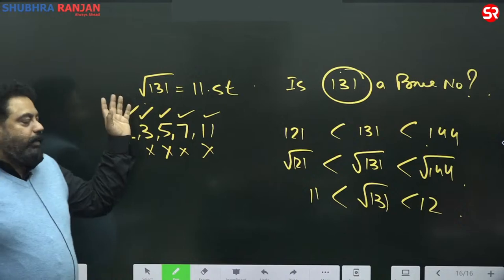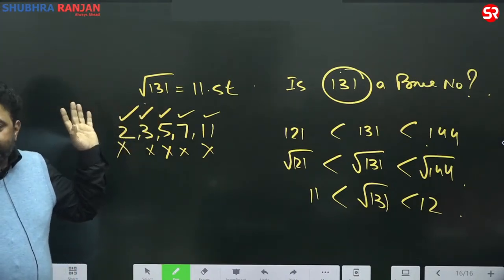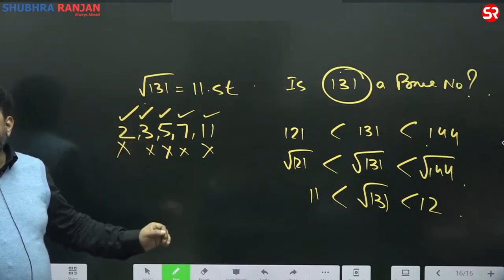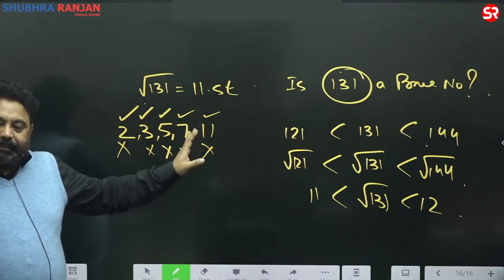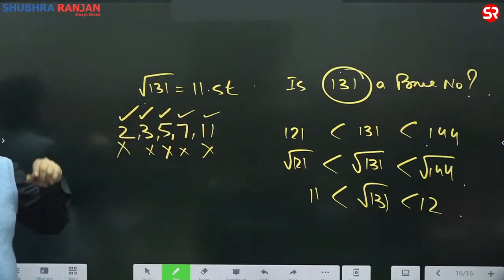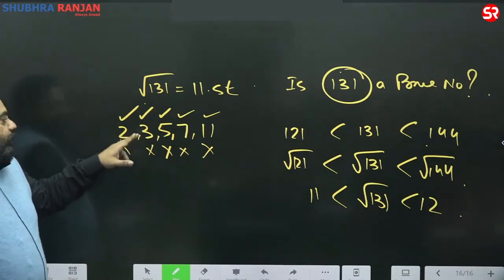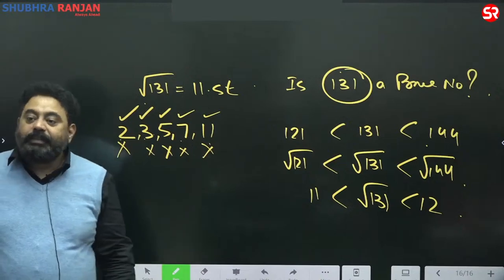I say the under root of 131 is 11 point something, right? So prime numbers less than 11 point something are what? 2, 3, 5, 7, 11. So write down all the prime numbers. Now check the divisibility rule with 131. Is 131 exactly divisible by 2? Is 131 exactly divisible by 3? Exactly divisible by 5, 7 or 11?